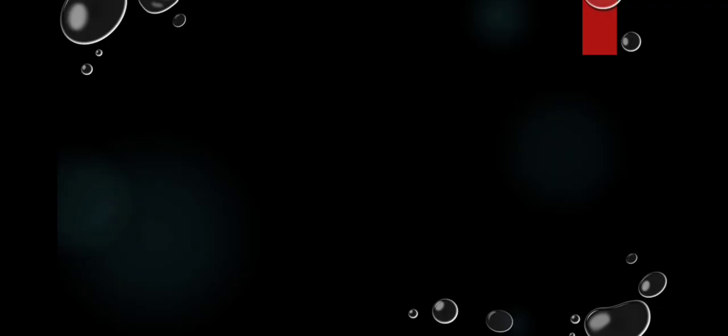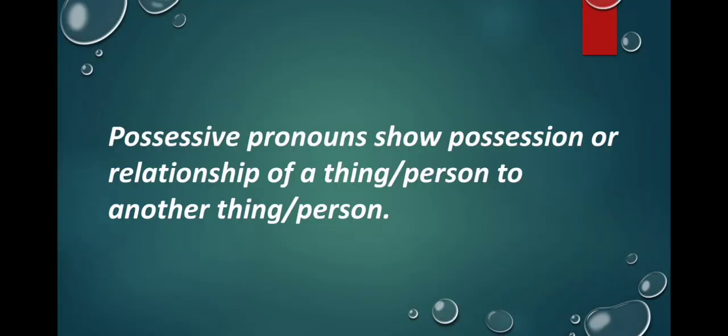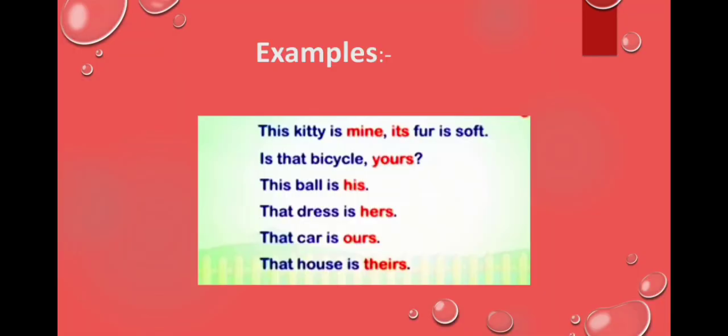Now, it's time to discuss possessive pronouns. Possessive pronouns show possession or relationship of a thing or person to another thing or person. Possessive pronouns show ownership, so we can say that a possessive pronoun is a pronoun that replaces a possessive noun and shows ownership. It also shows possession or belonging. Let's see the examples. This kitty is mine. Its fur is soft. Is that bicycle yours? This ball is his. That dress is hers. That car is ours. That house is theirs.